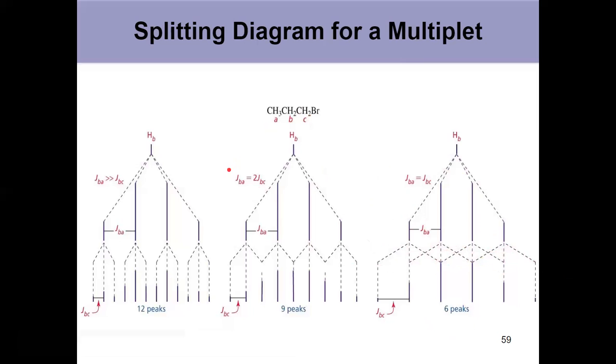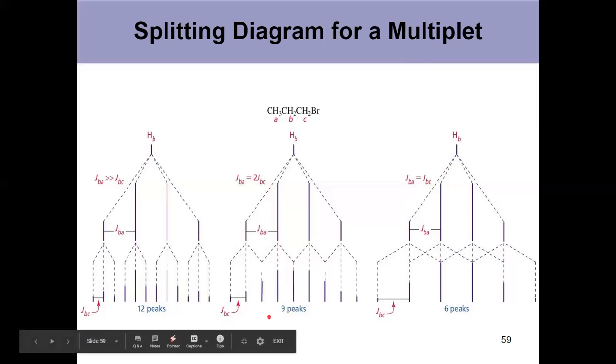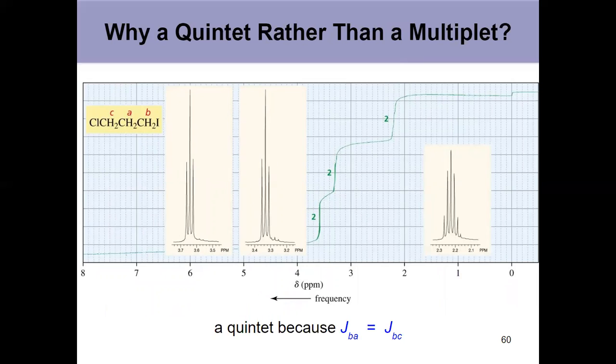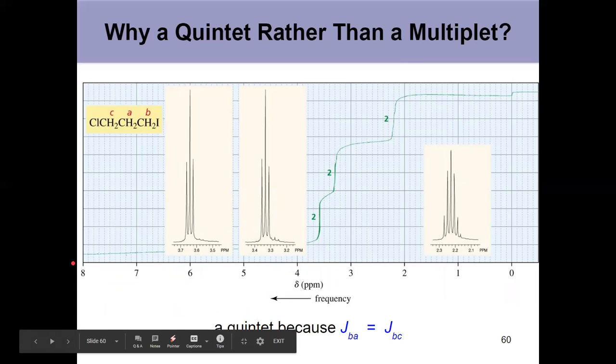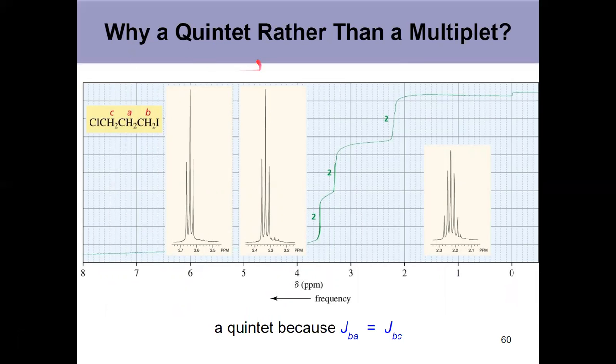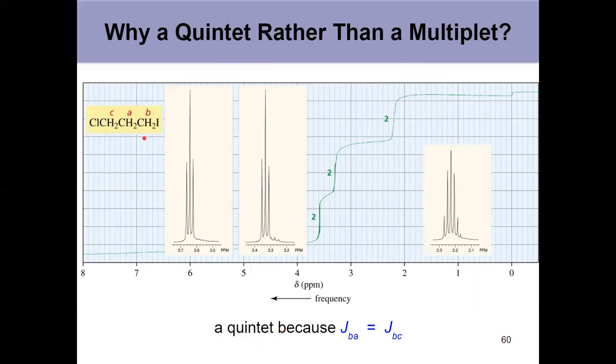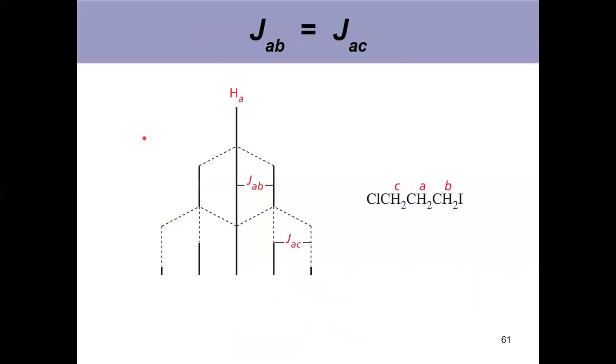And if you have your coupling constant that's exactly double, you can get 9 peaks. Okay? Or if the coupling constants are notably different, then you can get up to 12 peaks. Okay? So again, just information that can come out of a multiplet, which is why sometimes if we're looking at the resolution of these things, we would normally expect 9 peaks, but we only see a quintet rather than a multiplet because the coupling constants for JBA and JBC are identical, which again leads to exactly 6 peaks.